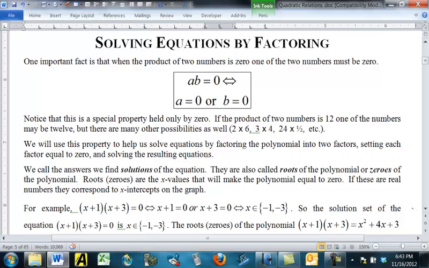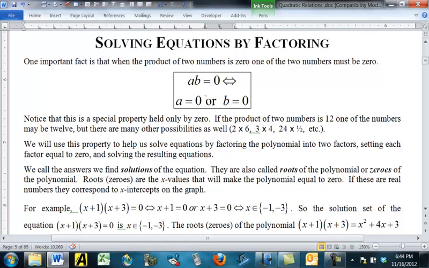Now notice this is a very special property that 0 has. For example, if the product of two numbers is 12, one of them could certainly be 12, it could be 1 and 12, but it could just as easily be 2 and 6, 3 and 4, or even 24 and 1/2. It doesn't have to be. So the only thing that guarantees that one of the two numbers is 0 is a product of 0.